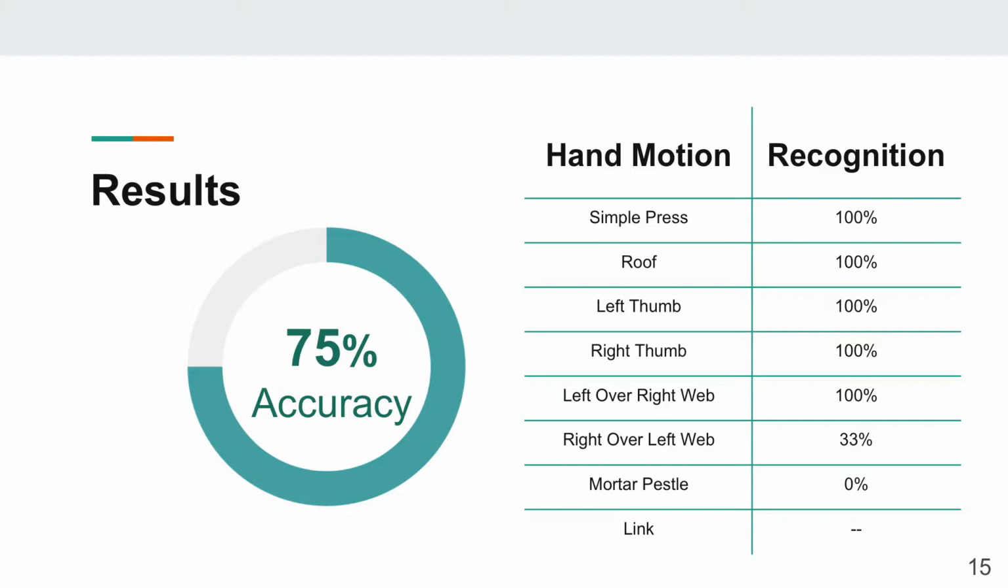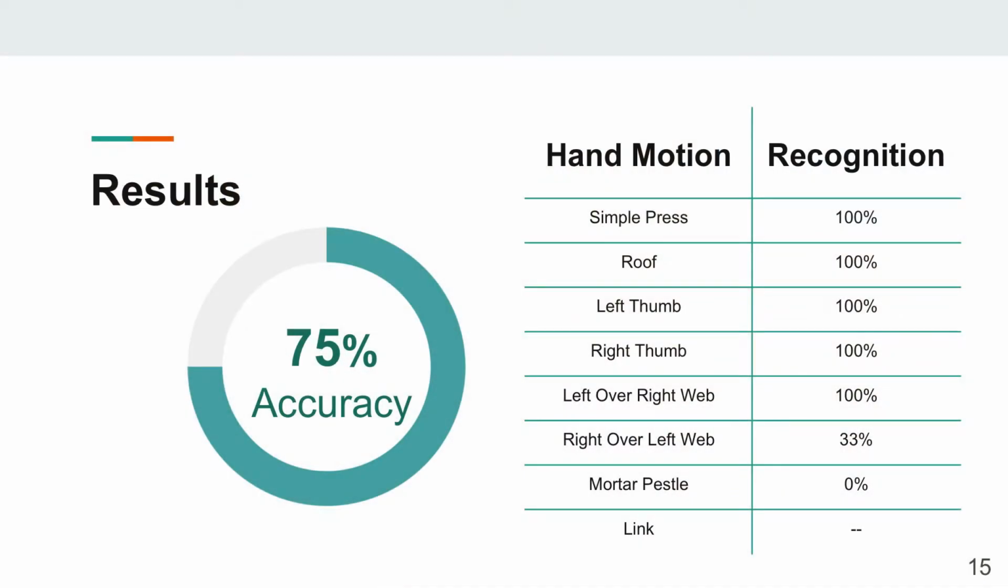So for example, take the simple press, as you can see in the chart above. We passed a certain number of images of the simple press into the support vector machine for the simple press. And we received a response that all of those images we passed in were identified as the simple press. So essentially, it correctly recognized those as that motion. We repeated this for each of the hand motions over two trials, and we observed an overall accuracy in the system of 75% in terms of its ability to correctly recognize the hand motions.